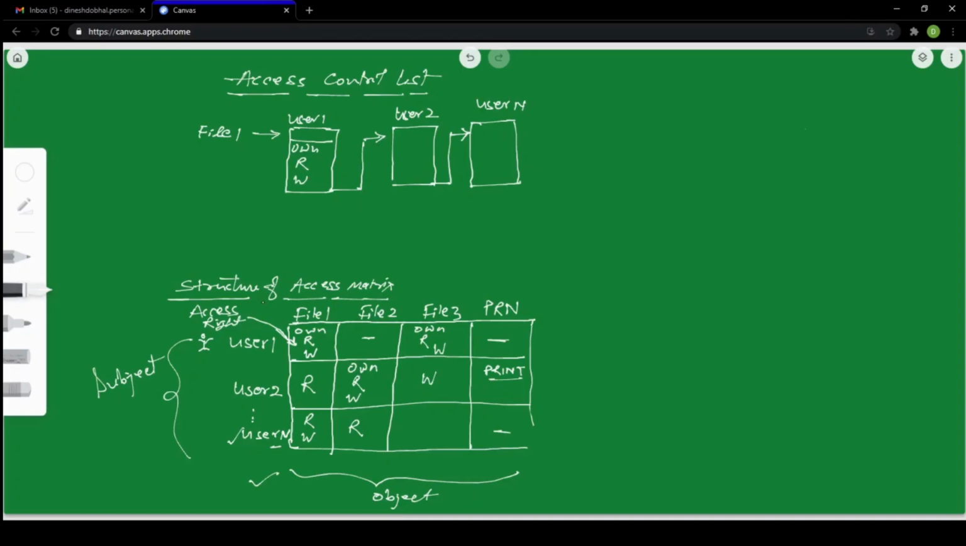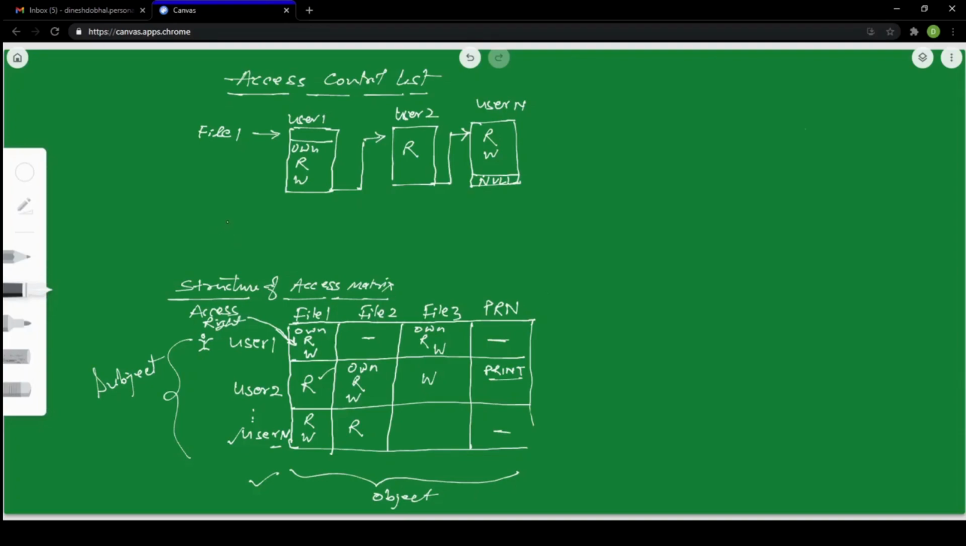In context of the user 2, only read permission is given. That's why it will contain the read permission only. Whereas the third block will contain the read and write permission, and the address field will contain the null. That is, there is no additional field.